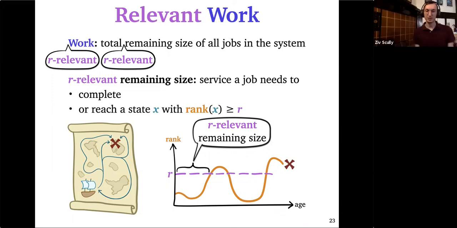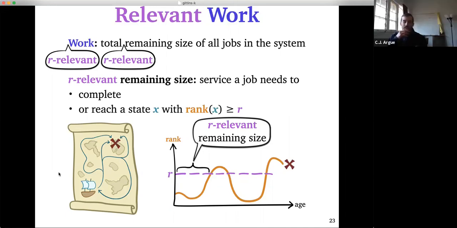That's a good question. So the answer is no. Exactly how a job's rank evolves with age depends on the path it takes through the state space. If it takes this path around here, that will look like a different orange curve than if it takes a path going a different way.